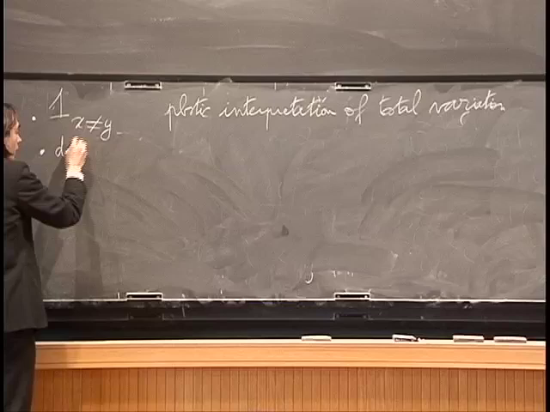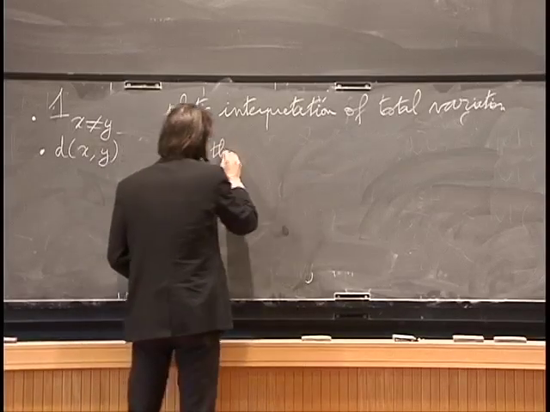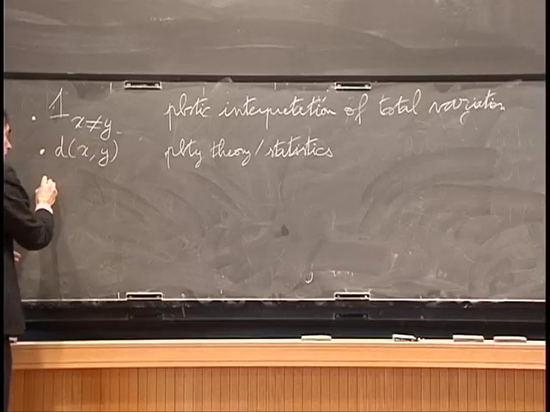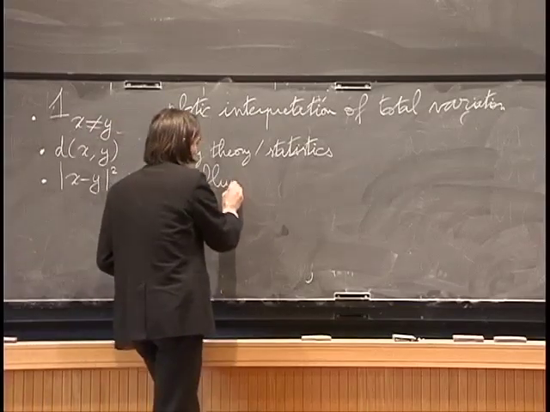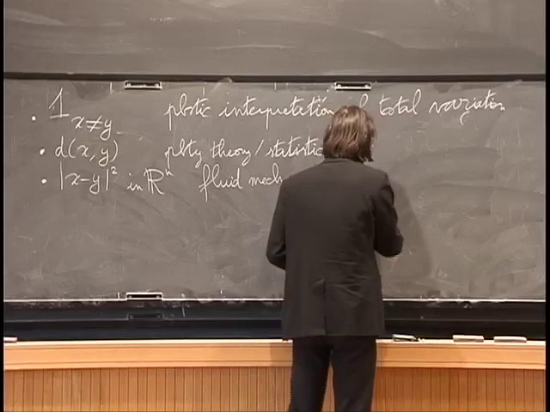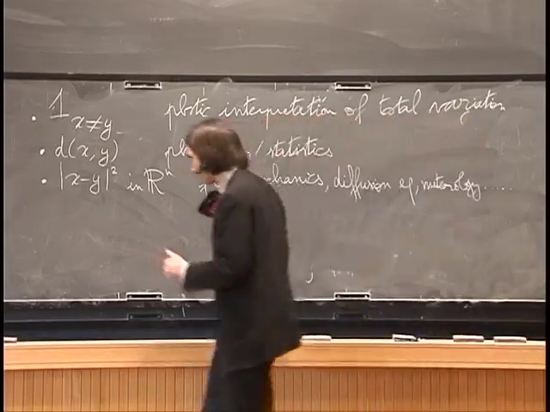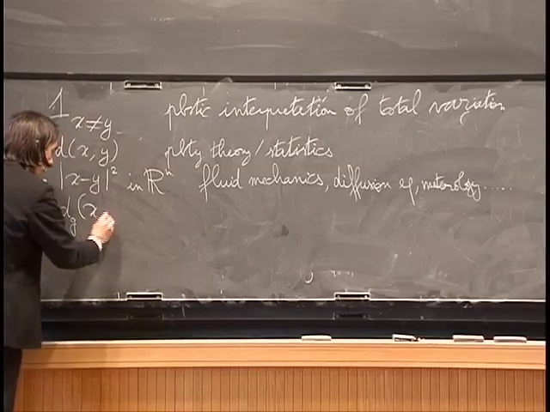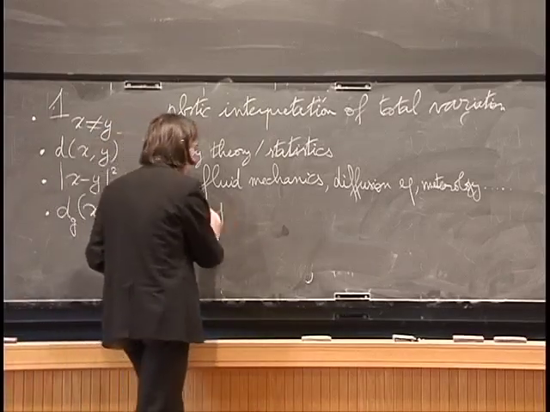On some metric space, the cost equal to d of x,y for some distance arises very often in probability theory and statistics. The quadratic cost function |x minus y| squared in R^n arises very often in problems coming from physics: fluid mechanics, diffusion equations, meteorology. One cost which often arises in geometric applications is the geodesic distance, on some manifold M with metric g, in Riemannian geometry.